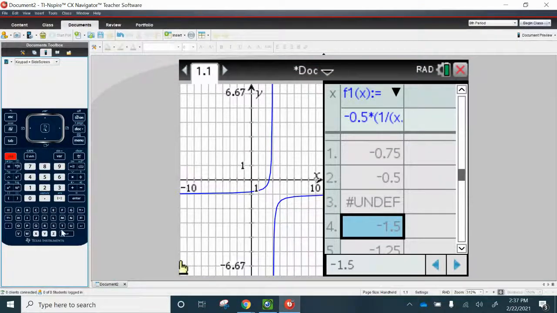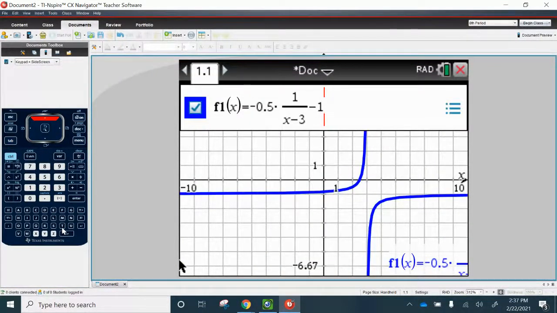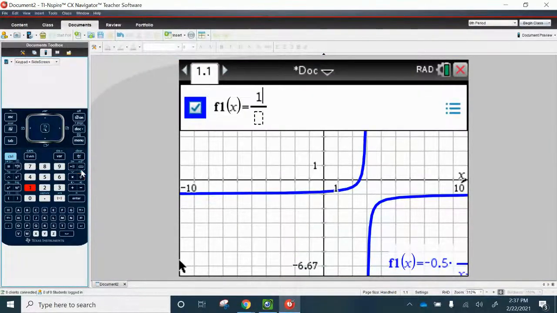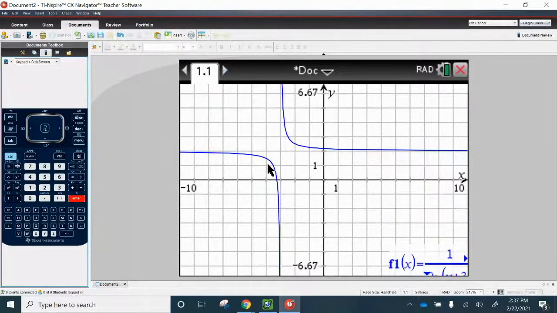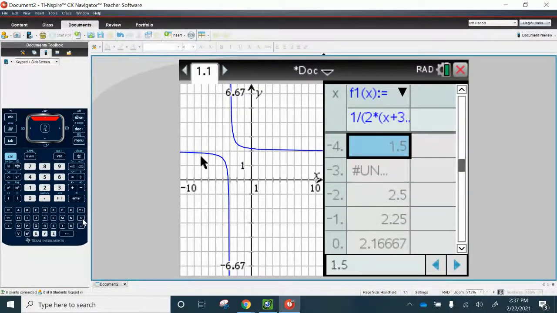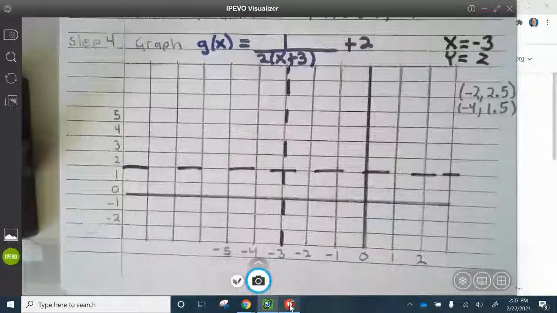So we're going to use the points -2, 2.5, and -4, 1.5. When in doubt, use the points to the left and right of the vertical asymptote. All right, so -2, 2.5. So 2.5 is right here. So that means our curve is right here. And then -4, 1.5 is right here. So our curve lies right here. All right.